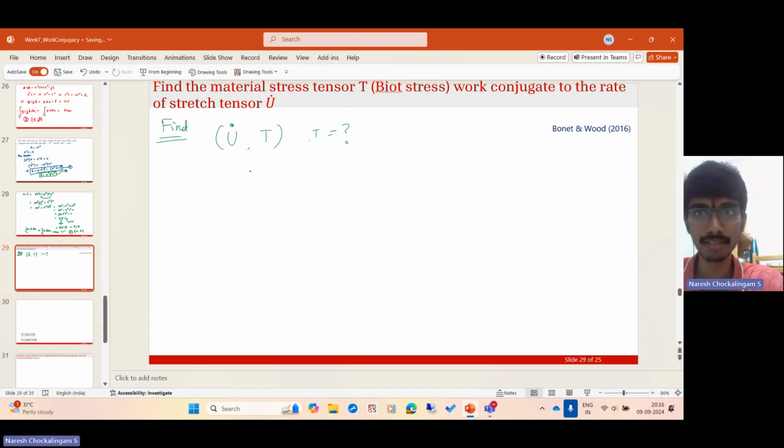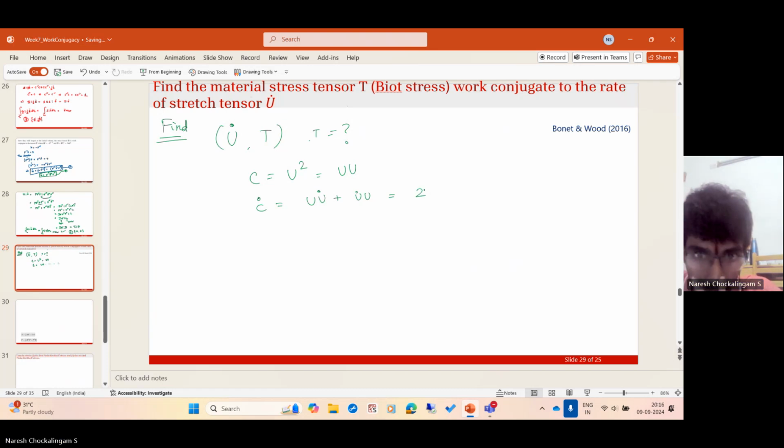So let us start with C. C is equal to what? C is U square, or it is U dot U. Now what is C dot? C dot is U dot U plus U U dot. It's nothing but U dot U plus U U dot.